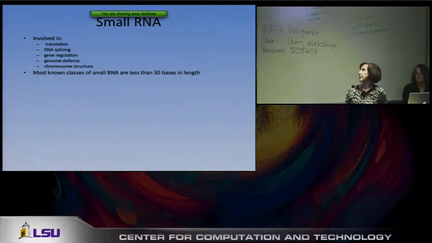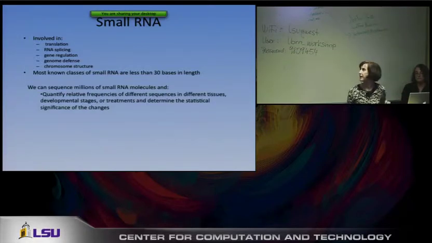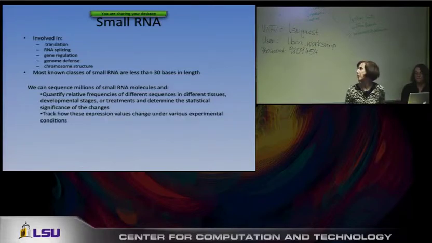So small RNAs are involved in translation, RNA splicing, gene regulation, genome defense, and chromosome structure. Most classes of small RNA are less than 30 base pairs in length. We can sequence millions of small RNA molecules, and we can quantify the relative frequencies of different sequences in different tissues, developmental stages, or treatments, and determine the statistical significance of the changes. We can track how these expression values change under various experimental conditions.